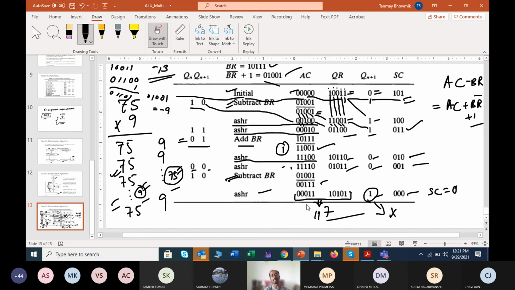Technically, 3 bits is sufficient, because you need to keep the storage as AC and BR equal, right? So AC and BR have equal space, and AC and QR both will give you the result. So 5 plus 3, 8 bits, will be sufficient to get your result. But you may also take 5 bits, no problem, to keep the format synchronous. That is up to you.